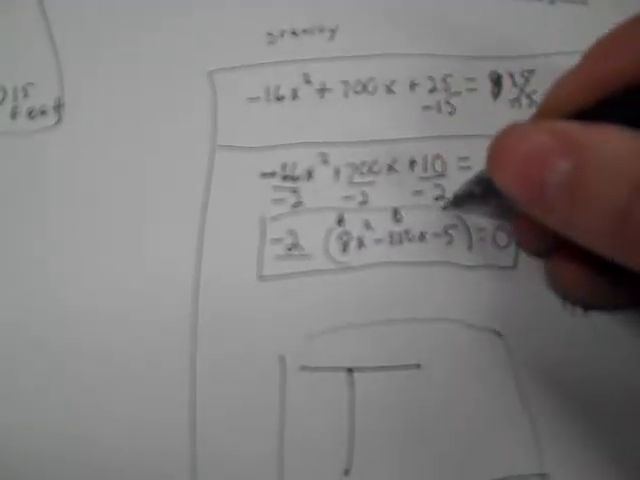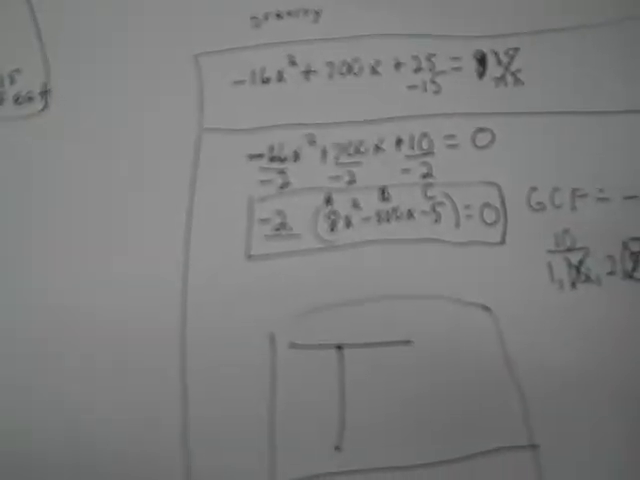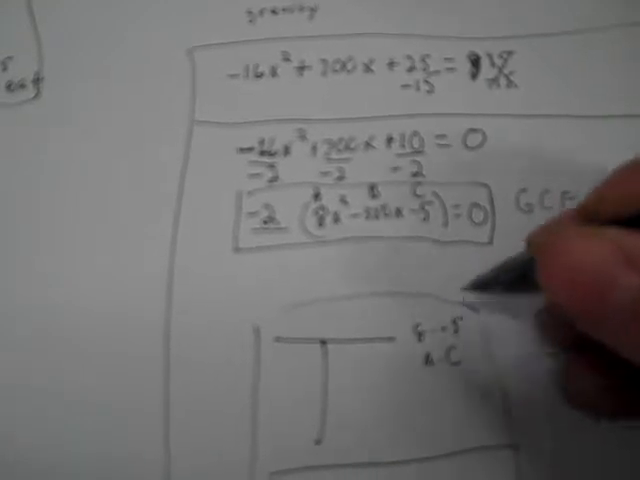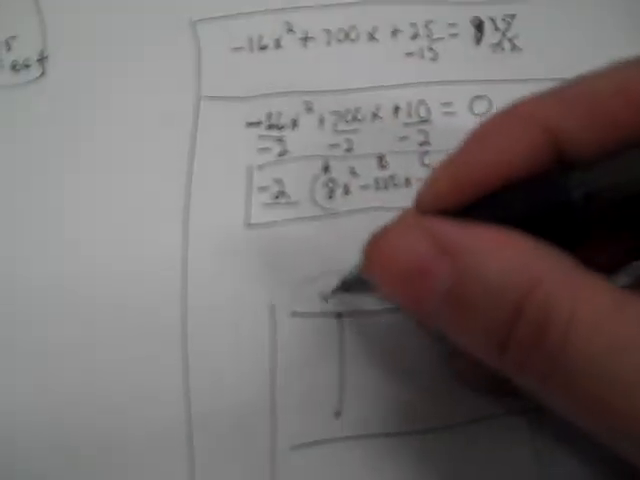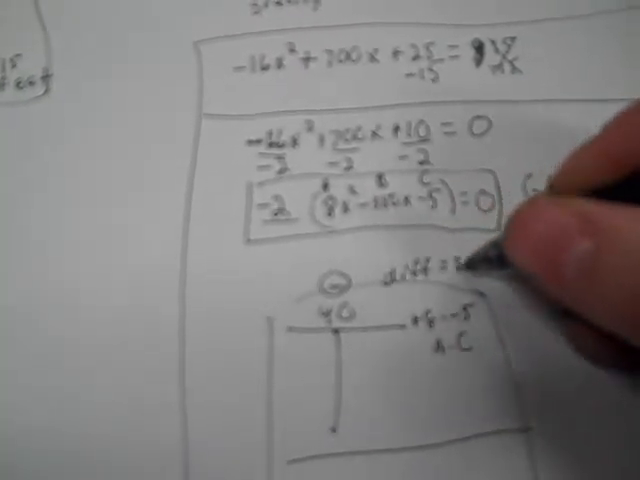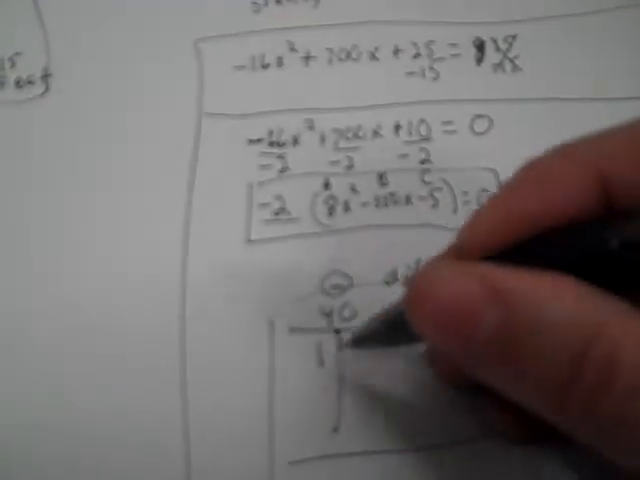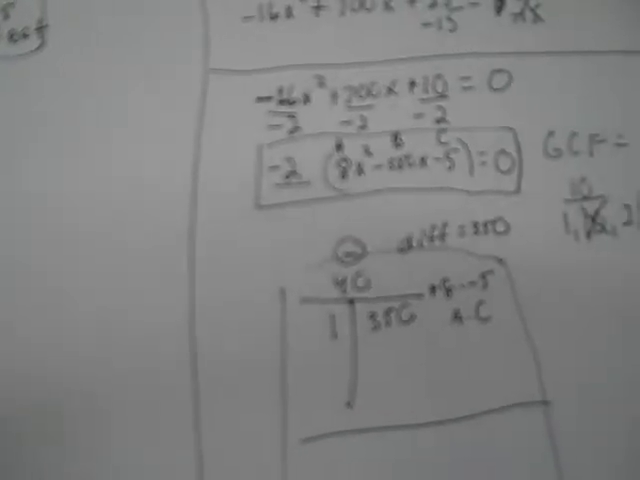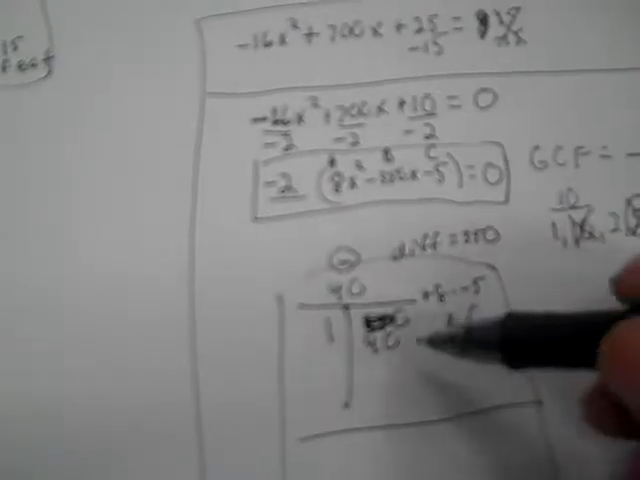Okay. So I run my A, B, C from up here. I take A times C, it'd be positive 8 times negative 5, and that's going to be negative 40. And I'd be looking for a difference of 350. But the problem is, 1 and 40, 40 divided by 1 is 40. 40 minus 1 is already less than 350, so this is going to be a fail. Okay, it won't work.